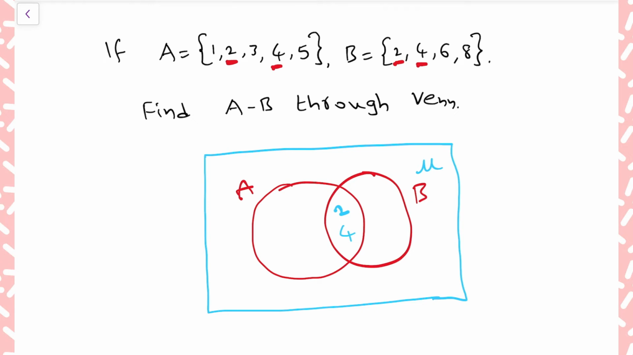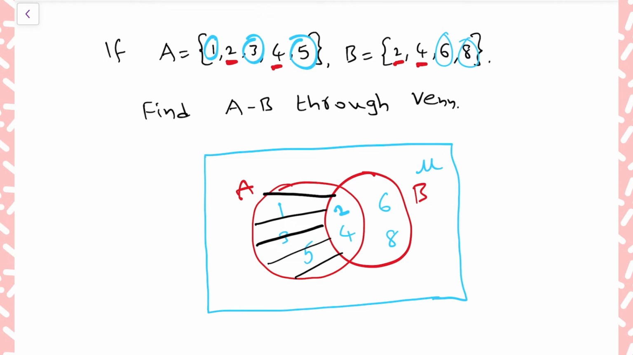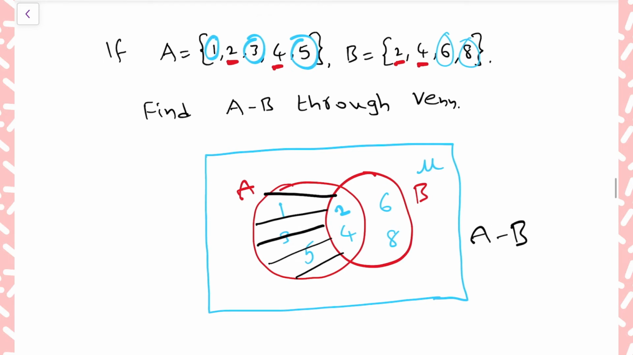Now coming to set A. In set A, 1, 3, 5 are still remaining. Write those 1, 3, 5 here. Next, in set B, 6, 8 are remaining. Write those 6, 8 here. Now in the question, he is asking to do A minus B. So this part is A minus B. That's it. This is A minus B through the Venn diagram.